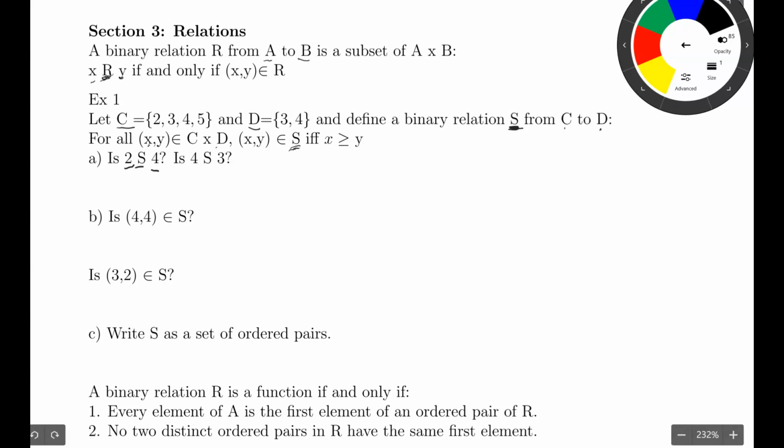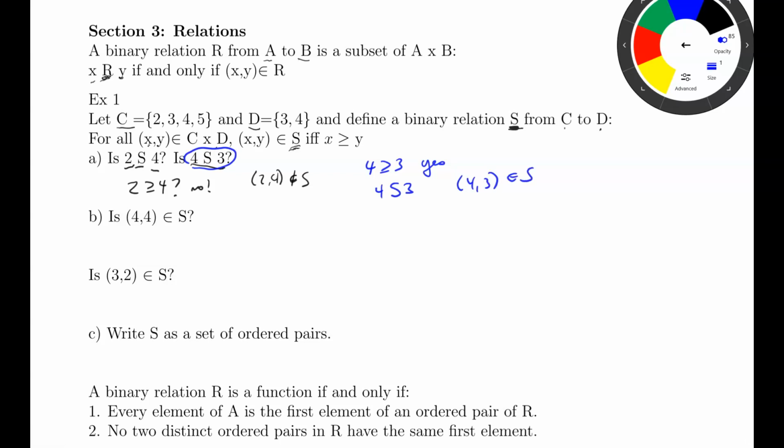Okay, so is 2 related to 4? That's how we say that. So the question is, is 2 greater than or equal to 4? No, right? So (2, 4) is not in the relation. Okay, how about this one? Is 4 related to 3? Yes. So I would say 4 is related to 3, or (4, 3) is in the relation.